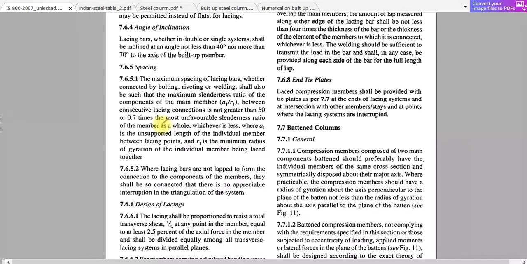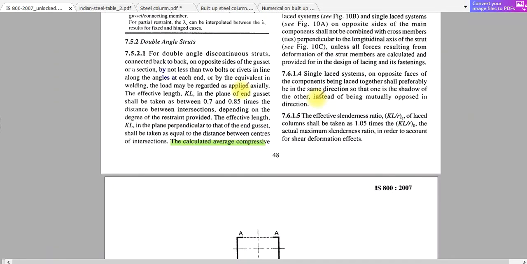and I will suggest you to read these points, that means point number 7.6, I think, 7.6 on laced columns. You should read these points. The important points are mentioned here. Okay. What should be the thickness of the lacing bar, what should be the width of the lacing bar, and what should be the slenderness ratio of the lacing bar. All these, and what will be the force on the lacing bar, are mentioned in these guidelines of IS 800. So you should consult 7.6.